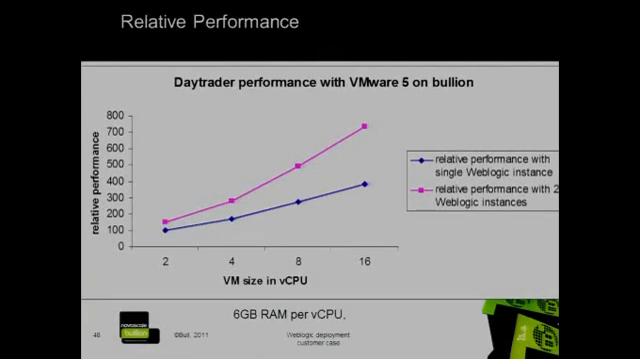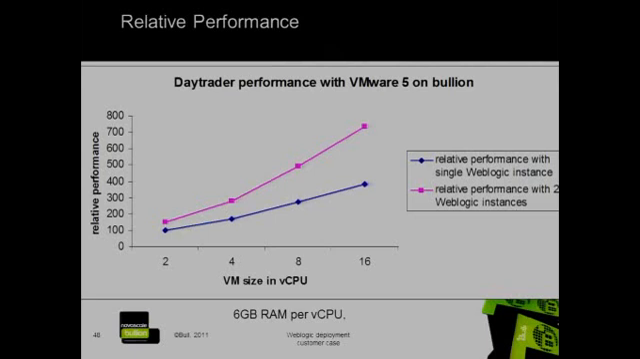And what we have shown here is that when using 6 gig per vCPU, so that means 12 gig for a 2 vCPU virtual machine, we get a relative performance of about 100 with a single WebLogic instance. Well, if we increase this virtual machine to a 16 vCPU infrastructure running on 96 gig RAM, we increase the performance to almost 400.